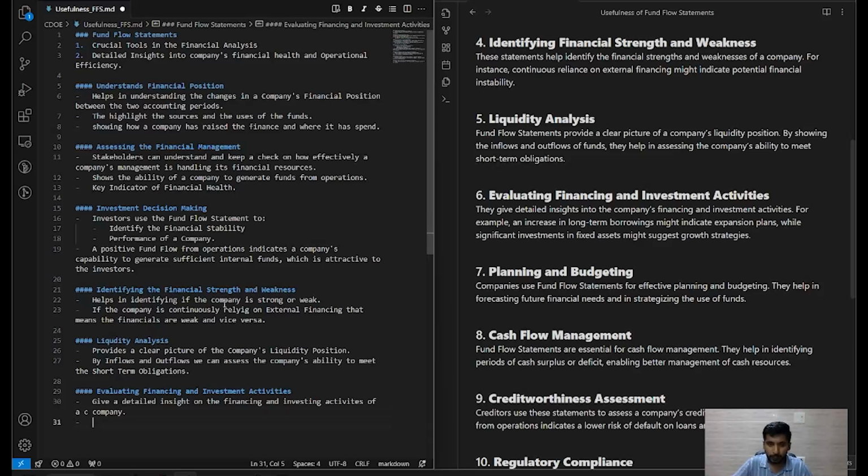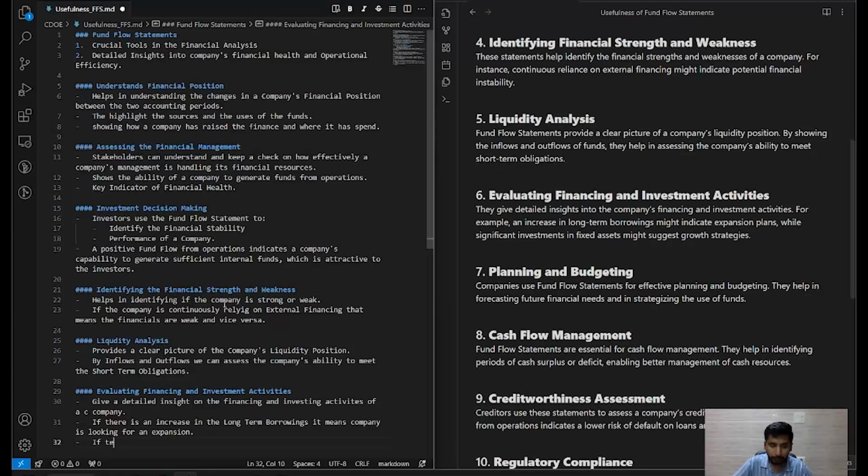For example, if there is an increase in long-term borrowings, it might indicate an expansion plan. It means the company is looking for expansion, while a significant investment in fixed assets might suggest growth strategies.